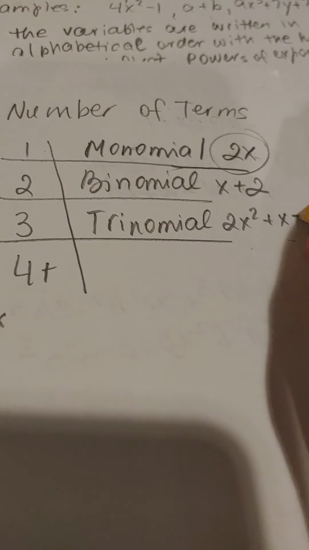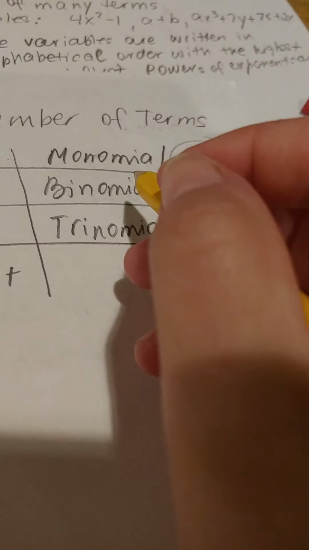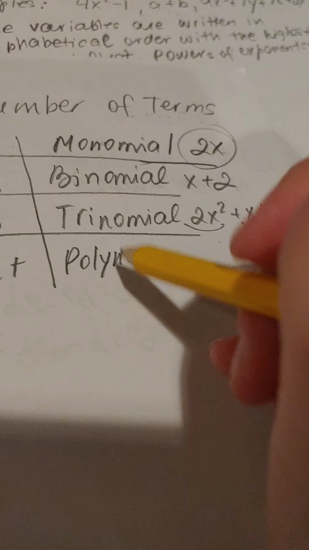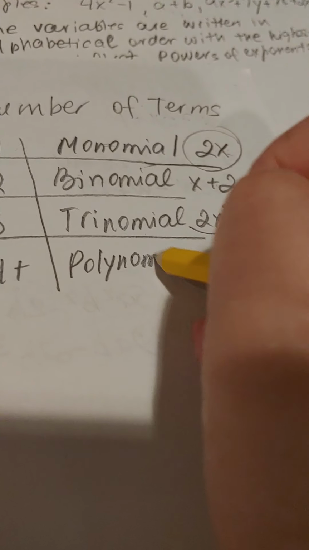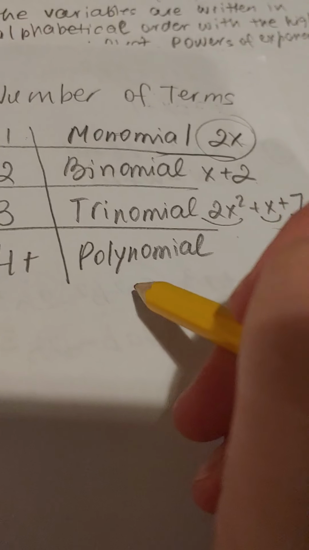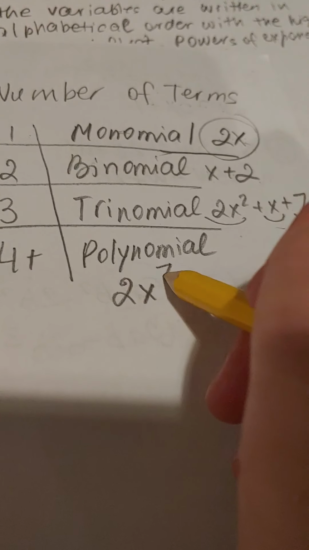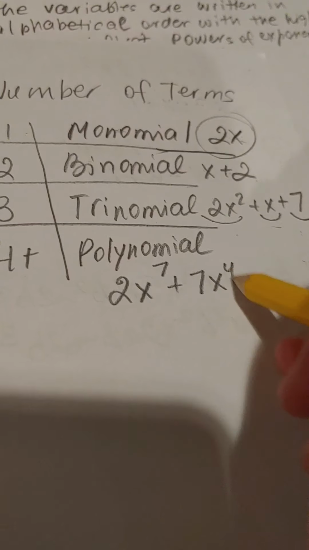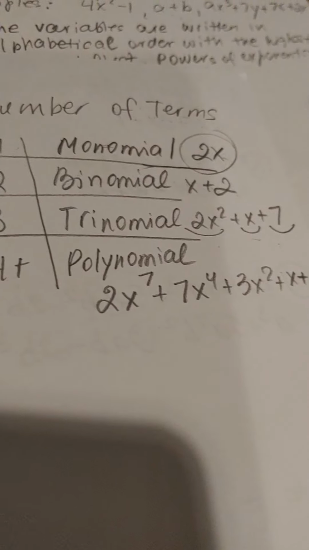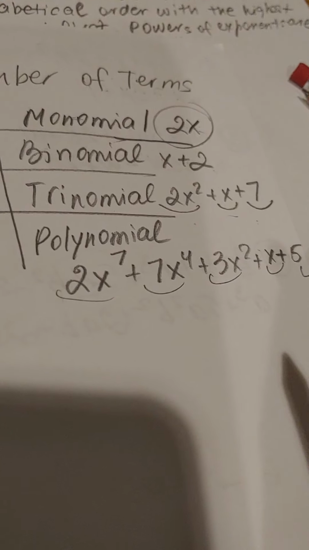2x squared plus x plus 7. So 3 terms. 1, 2, 3. And then polynomial, even though trinomial is also polynomial. So it's a contradiction right there. But polynomial is 4 or more terms. For example, 2x to the 7th plus 7x to the 4th plus 3x squared plus x plus 5. This would be a polynomial. In this case, it has 1, 2, 3, 4, 5 terms.